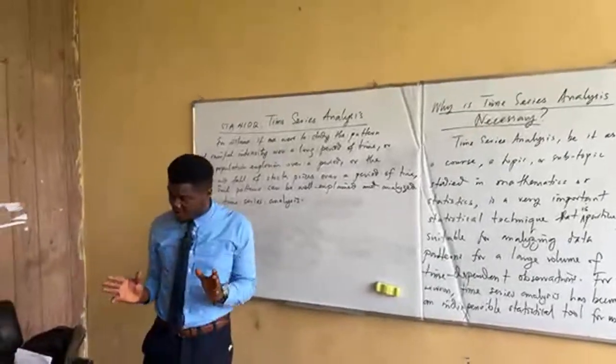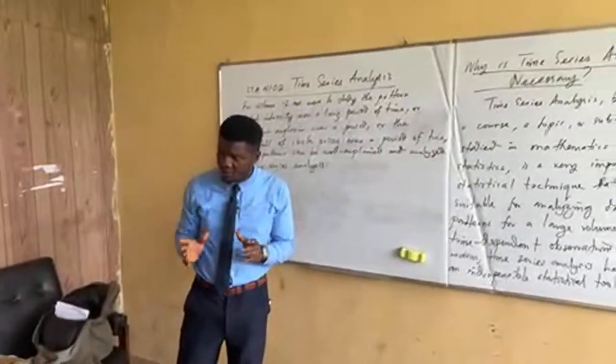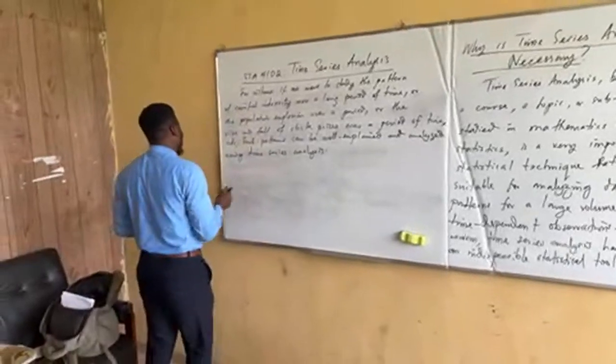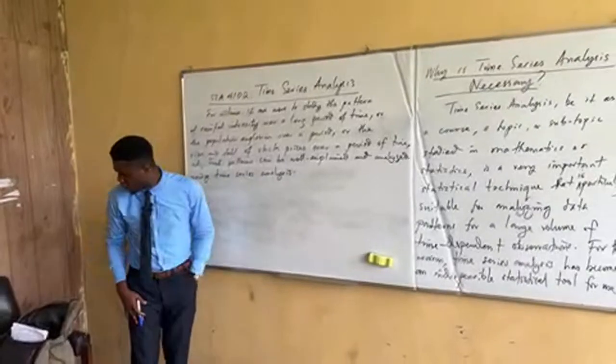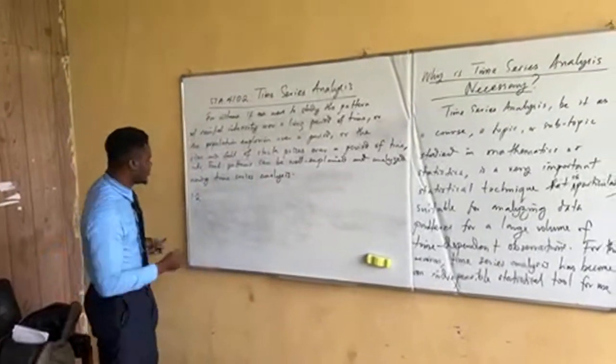Let's go to the next thing. Is there any question? Is there any question? Let's go to the next statement. 1.2. What is 1.2, please? Good. So let us now define time series.